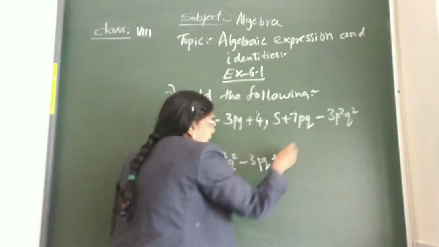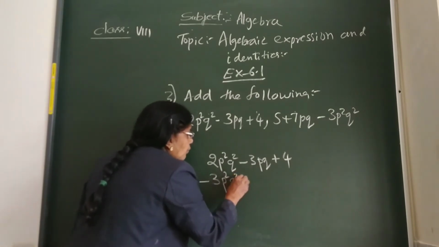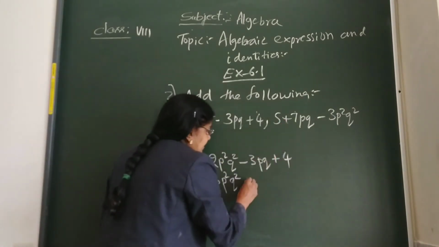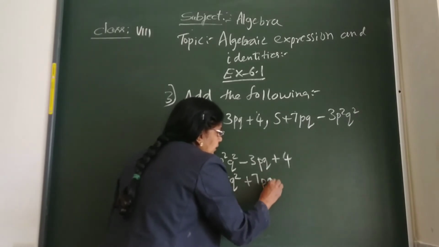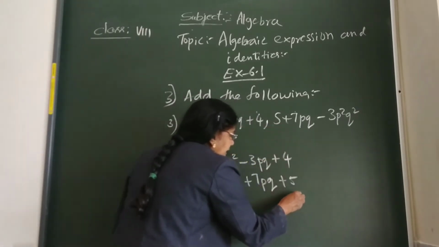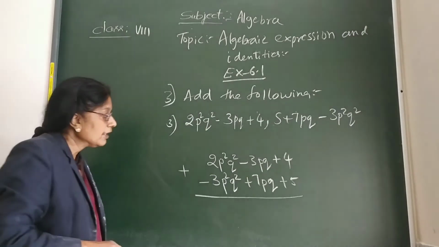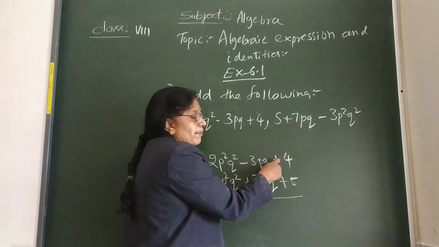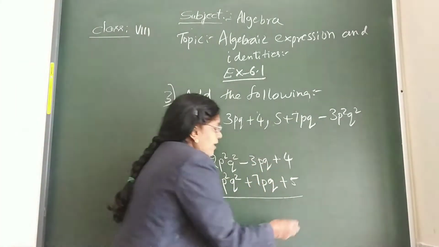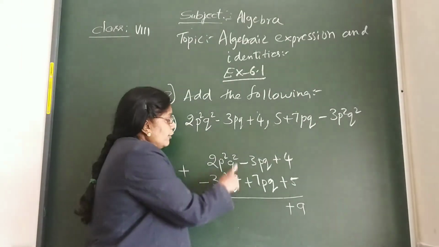But what is it? Minus. So minus 3p square q square, pq plus 7pq. Then the number. What is the number? 5 plus 5. So what are we going to do? Addition we are going to do. So we take this. Both are plus, very easy. 5 plus 4 is what? 9. Sign is plus. Now you will see.